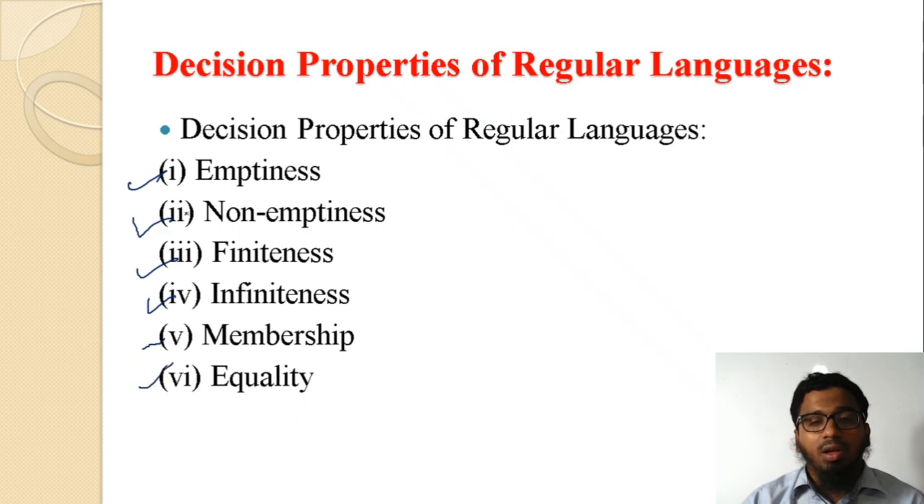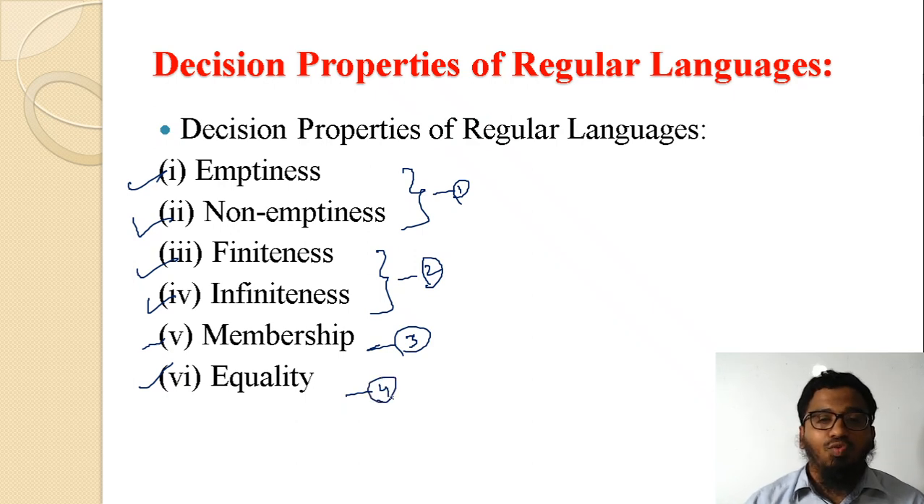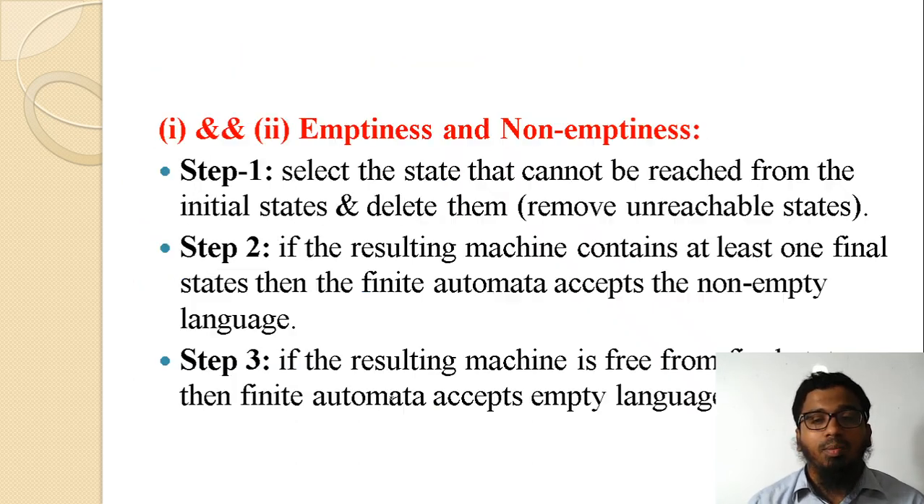Okay: emptiness, non-emptiness, finiteness, infiniteness, membership, equality. These are the decision properties of regular languages. We will combine these and see. This is 1, this is 2, this is 3, and this is 4. So first we will see emptiness and non-emptiness.